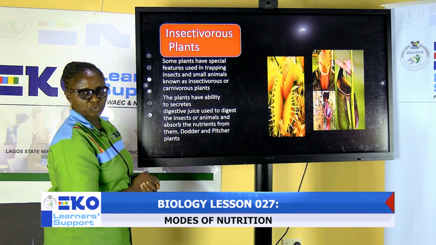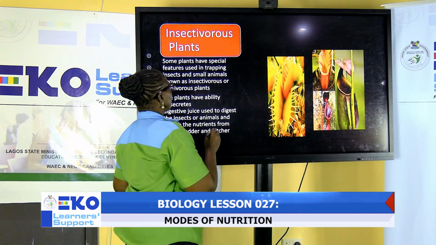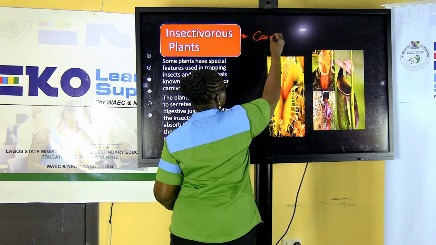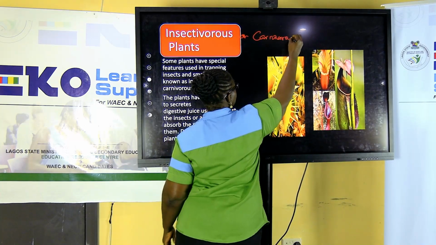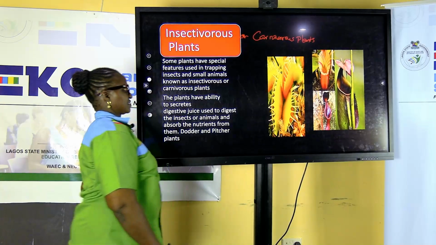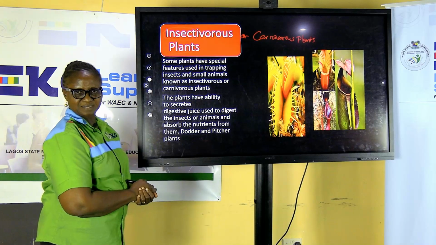We move to the next group, which is called insectivorous, or you call them carnivorous plants. Insectivorous or carnivorous plants. From the concept of insectivorous, what is that telling you? These ones are what? Insects. Organisms that feed on insects. But interestingly, these organisms are plants.